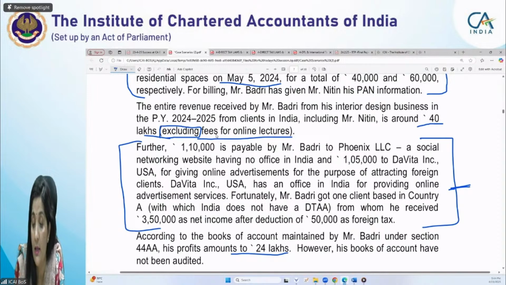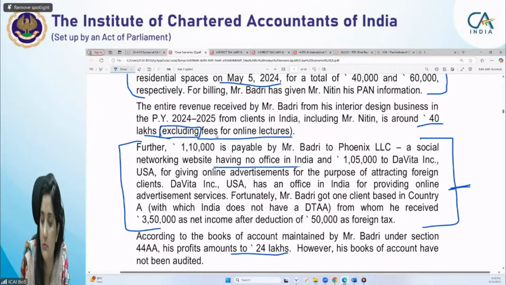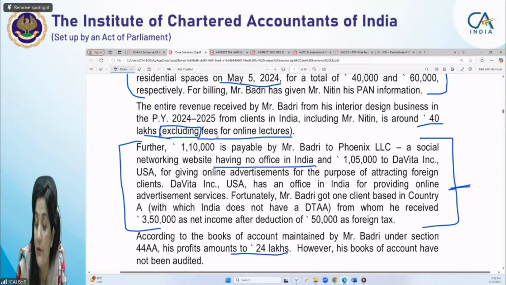1,10,000 is payable by Mr. Badri to Phonics LLC, a social networking website having no office in India. ठीक है, यहाँ पे इनका कोई ऑफिस नहीं है. And 1,05,000 to Devita Inc. USA for giving online advertisements for the purpose of attracting foreign clients. Devita Inc. USA has an office in India for providing online advertisement services. It's an easy concept, isn't it? Fortunately, Mr. Badri also got this.